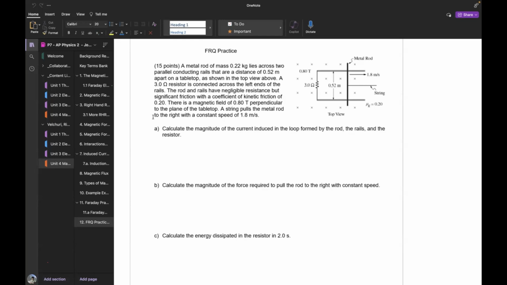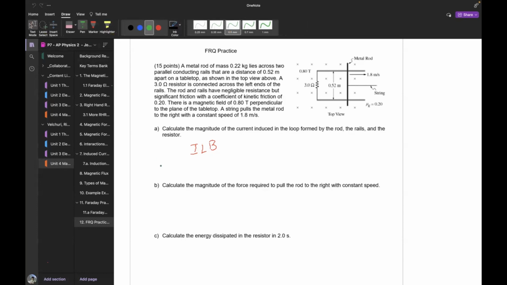The friction and the magnetic force. Yeah, friction and the magnetic force are working. For magnetic, for a rod, the magnetic force is ILB.